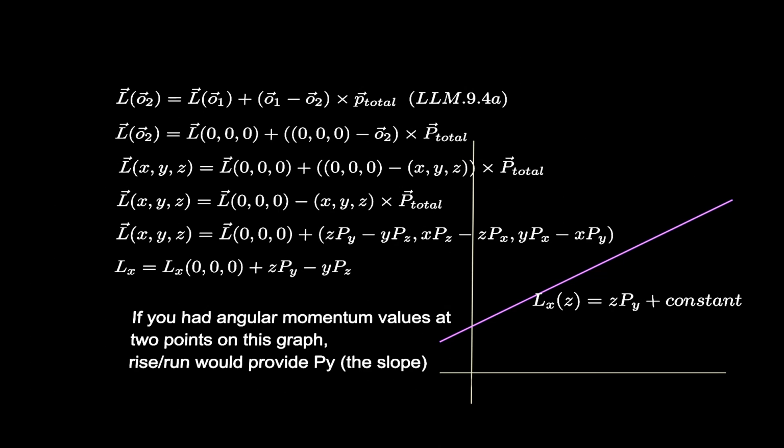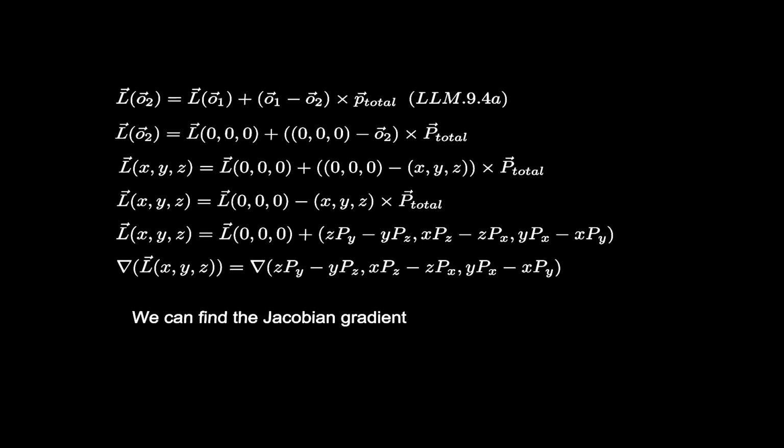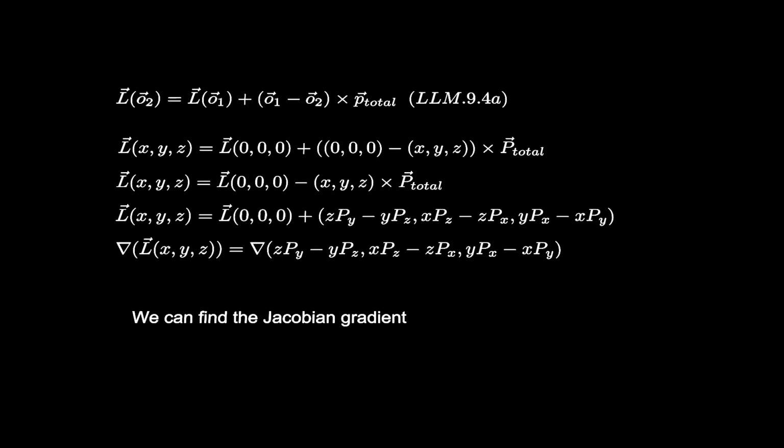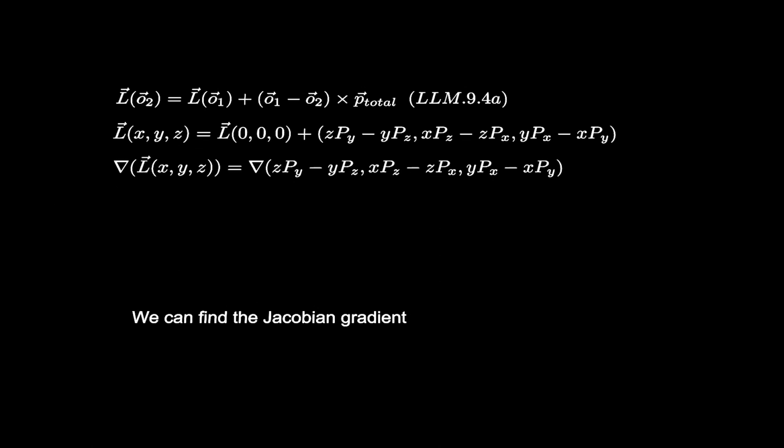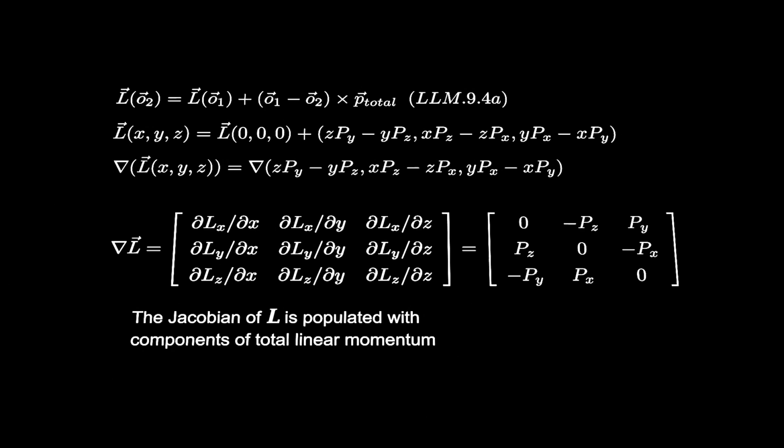If you had angular momentum values at 2 points on this graph, rise over the run would provide py. Vector division can calculate slopes in multiple dimensions. We can find the Jacobian gradient. The Jacobian is a matrix of partial derivatives. The Jacobian of L is populated with components of total linear momentum.